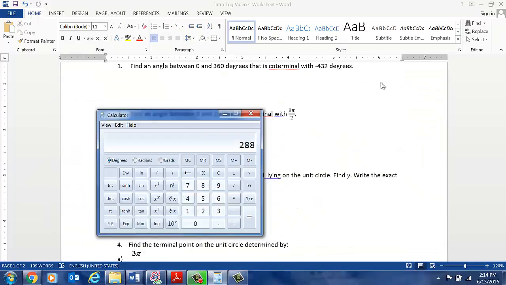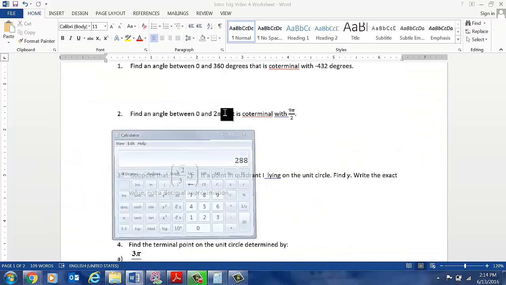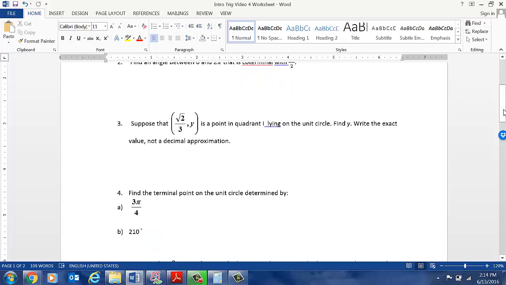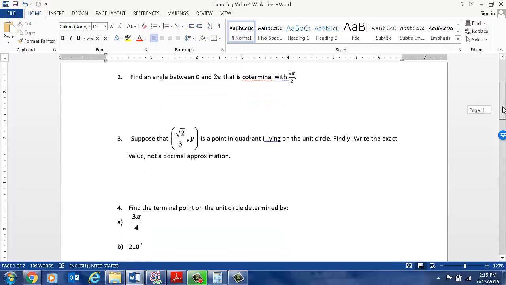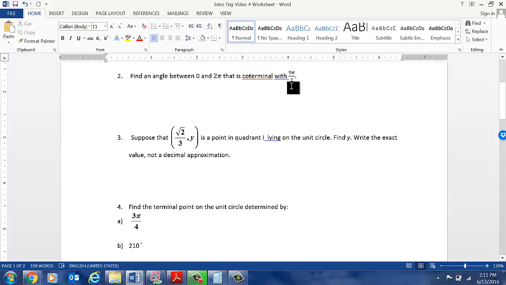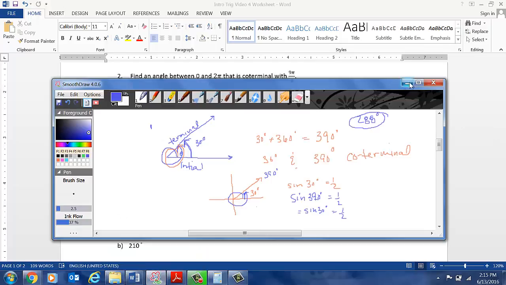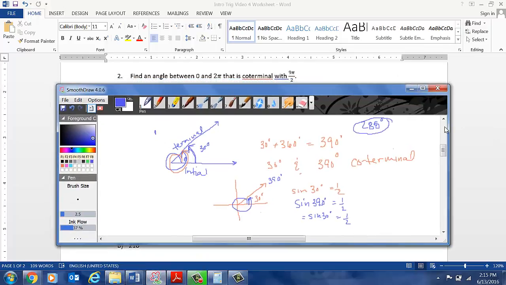Okay, so similarly, I wanted to look at one with radians. So find an angle between 0 and 2 pi, so again, within one revolution, that is coterminal with 9 pi over 2. All right, so let me grab my workspace. So coterminal with 9 pi over 2.